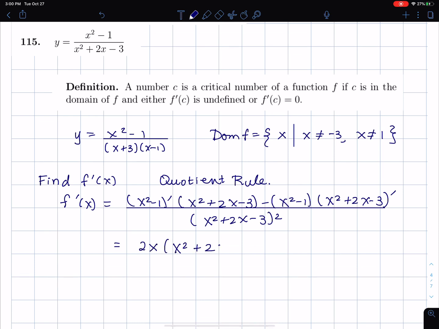And by the way, a big piece of this is just, did I copy the problem down right? That's huge, right? Copy the problem down wrong, and then the whole thing's wrong.